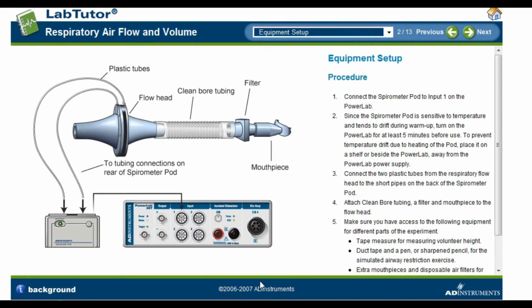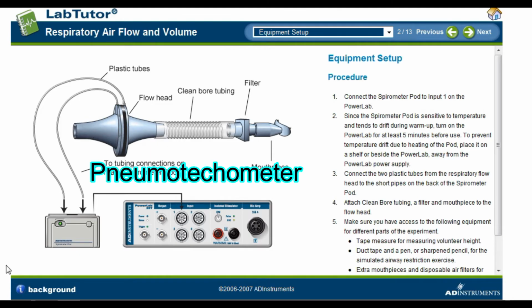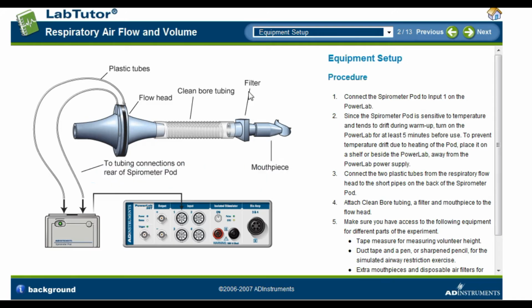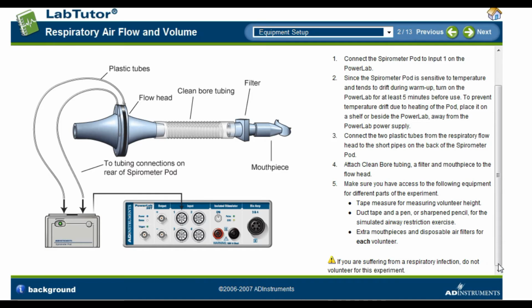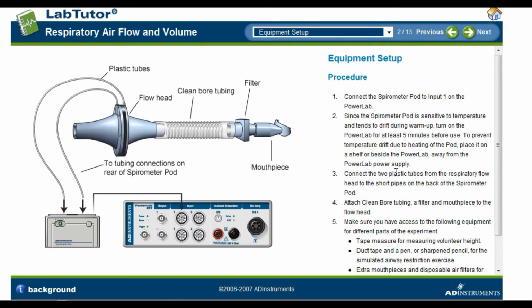Now this is the setup of the equipment that we are going to use for the spirometry and to measure the lung volumes and lung capacities. Here you can see the complete setup, which consists of different parts: PowerLab, this is known as pneumotachometer, and this is the spirometer pod. The first part of the pneumotachometer is the mouthpiece and filter, then clean bore tubing starts, then there is a flow head which is connected with the plastic tubing, and the plastic tubing is connected with the spirometer pod. So this is the setup of spirometry. From now we will go to the next page.